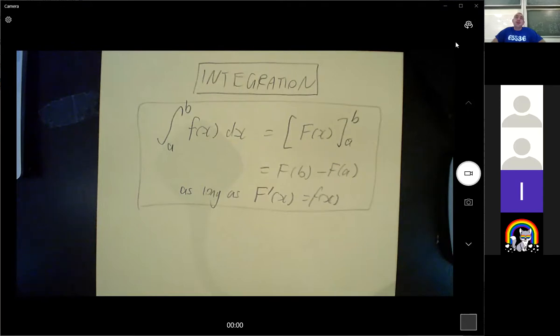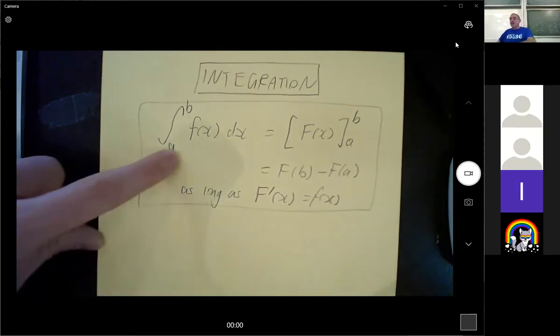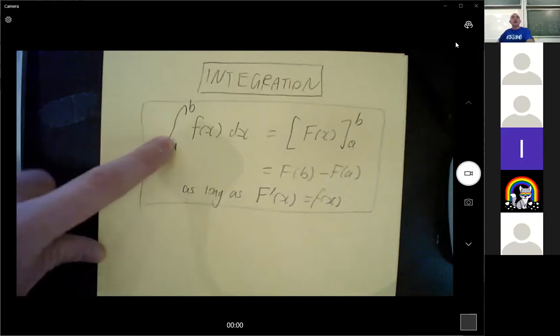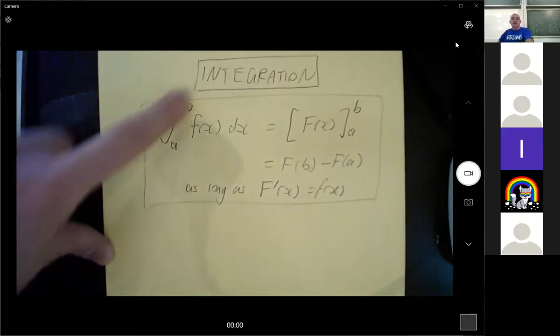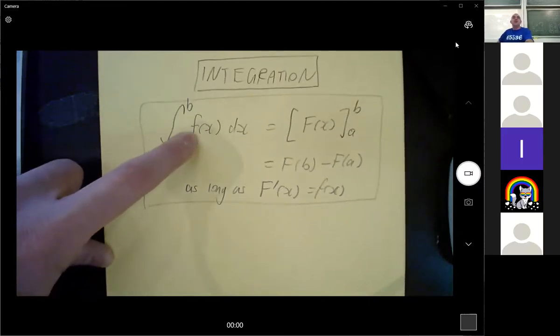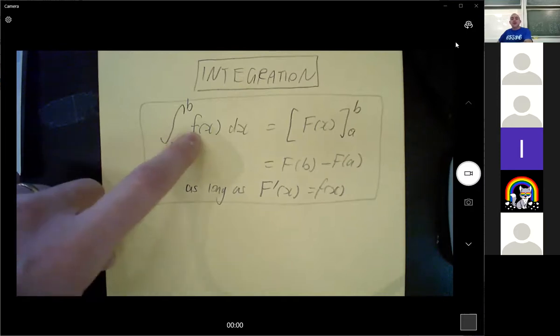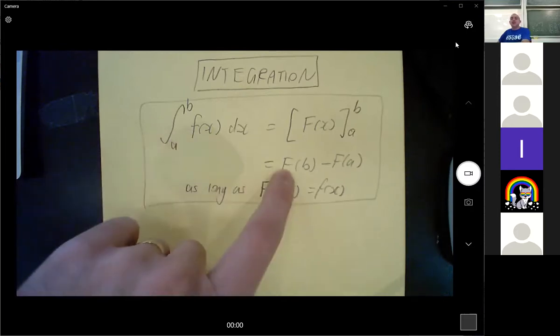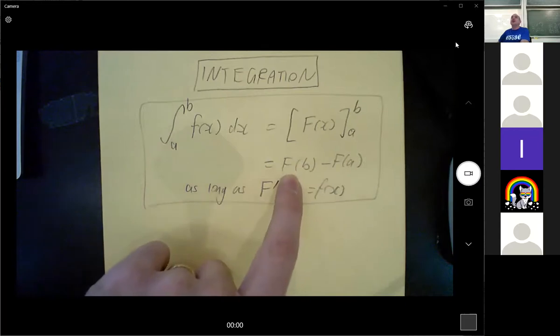So it's saying that when you do a running total of the function f of x from a to b, taking into account how much time it spends being each function value, then it's the same as finding an antiderivative and just subtracting that between the two ends.